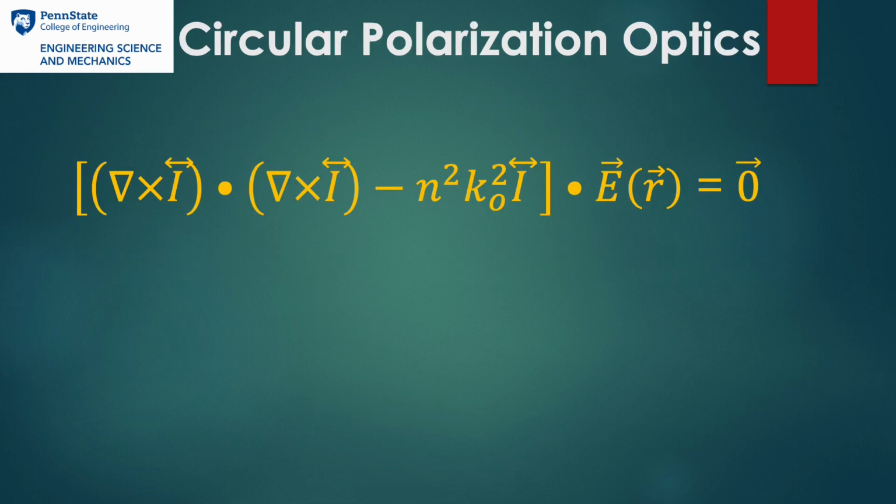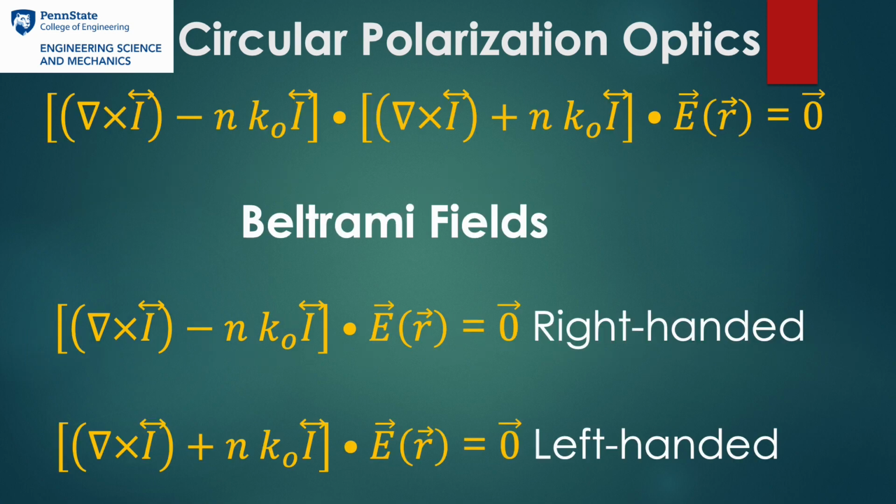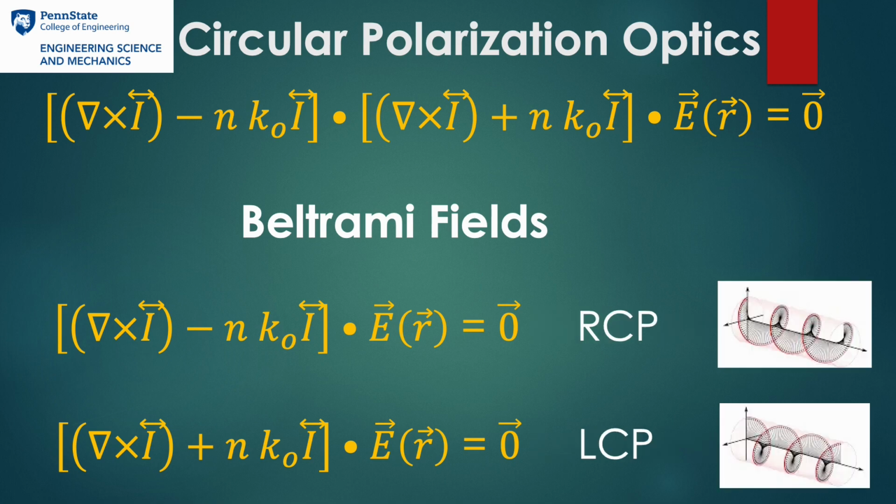The second order differential operator in this equation has a double curl term and a no curl term. We can factorize this second order differential operator into two first order differential operators, each of which delivers a Beltrami field. One of the two Beltrami fields is right-handed and the other is left-handed. For plane wave solutions, the right-handed Beltrami operator delivers right circular polarization, and the left-handed Beltrami operator delivers left circular polarization.